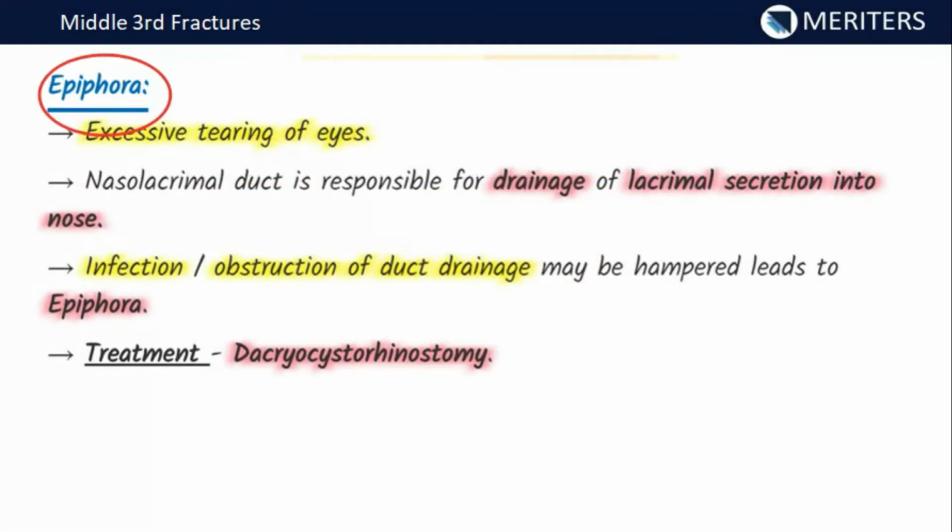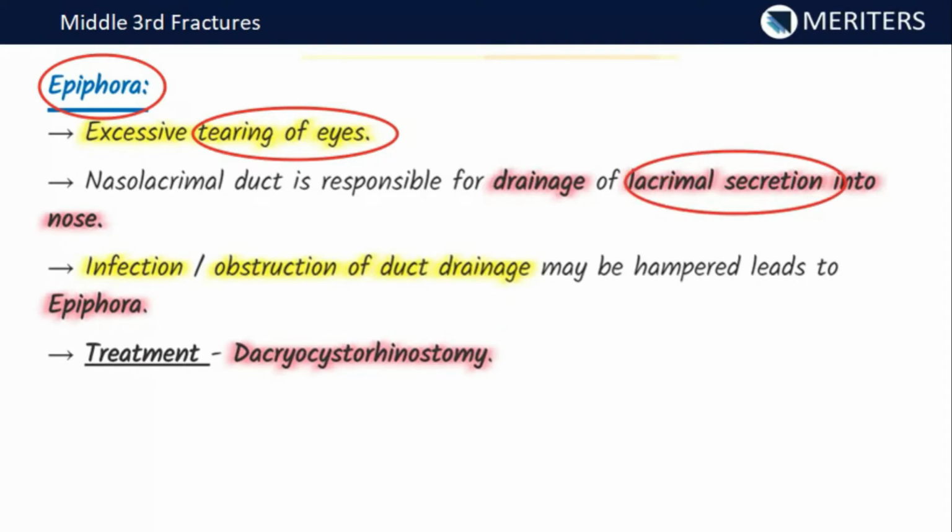Then we have a term Epiphora. What is this? This is basically excessive tearing of the eyes. So how does it occur? Basically the nasolacrimal duct passes the secretion of the lacrimal gland into the nose. Okay, so there is a drainage of the lacrimal secretion into the nose through the nasolacrimal duct. Now if there is a blockage of the nasolacrimal duct due to infection or due to obstruction of duct drainage, that may hamper the passage of that secretion into the nose, and that will lead to excessive tearing of the eyes, which is known as Epiphora.